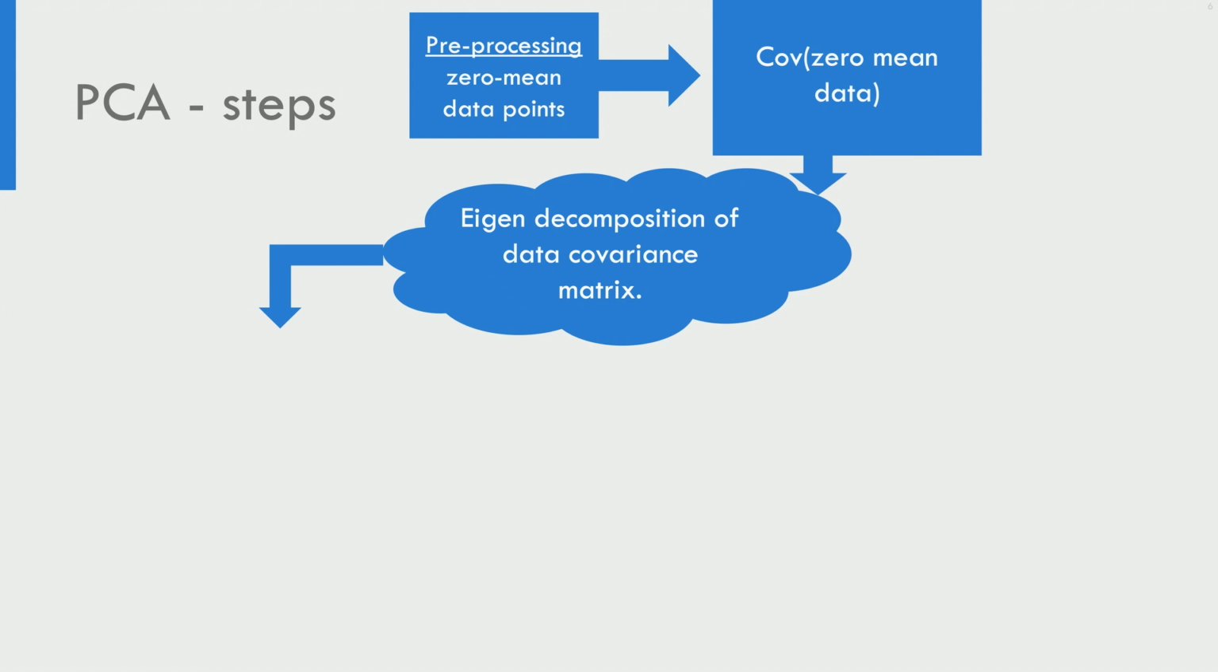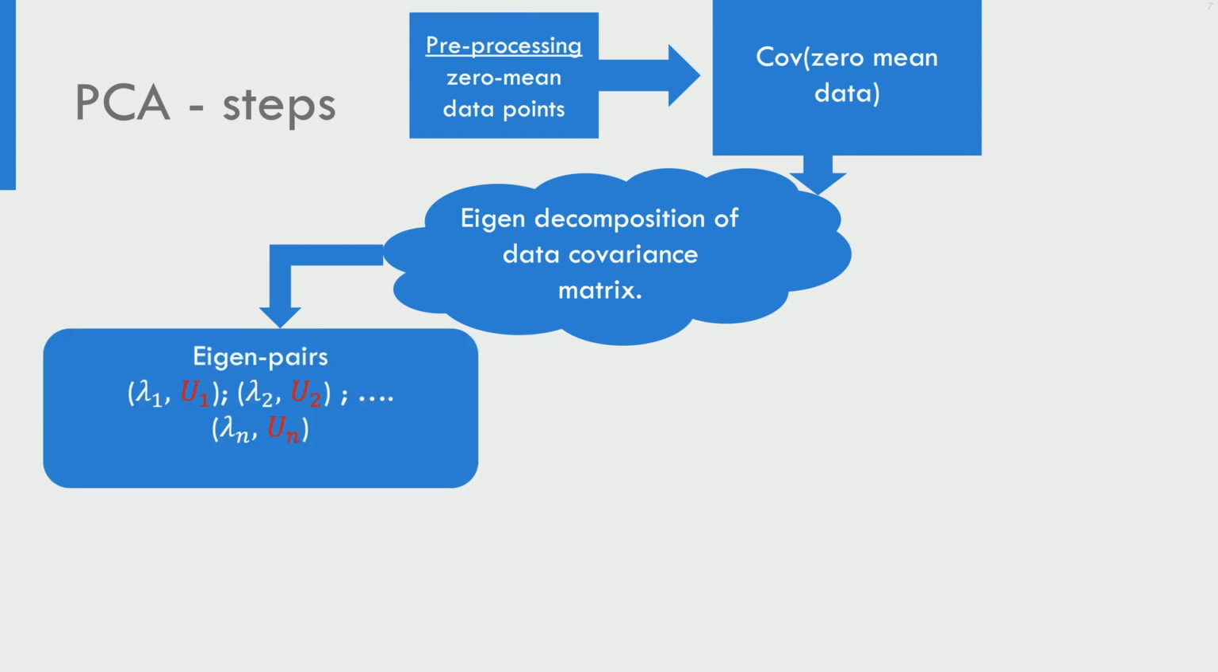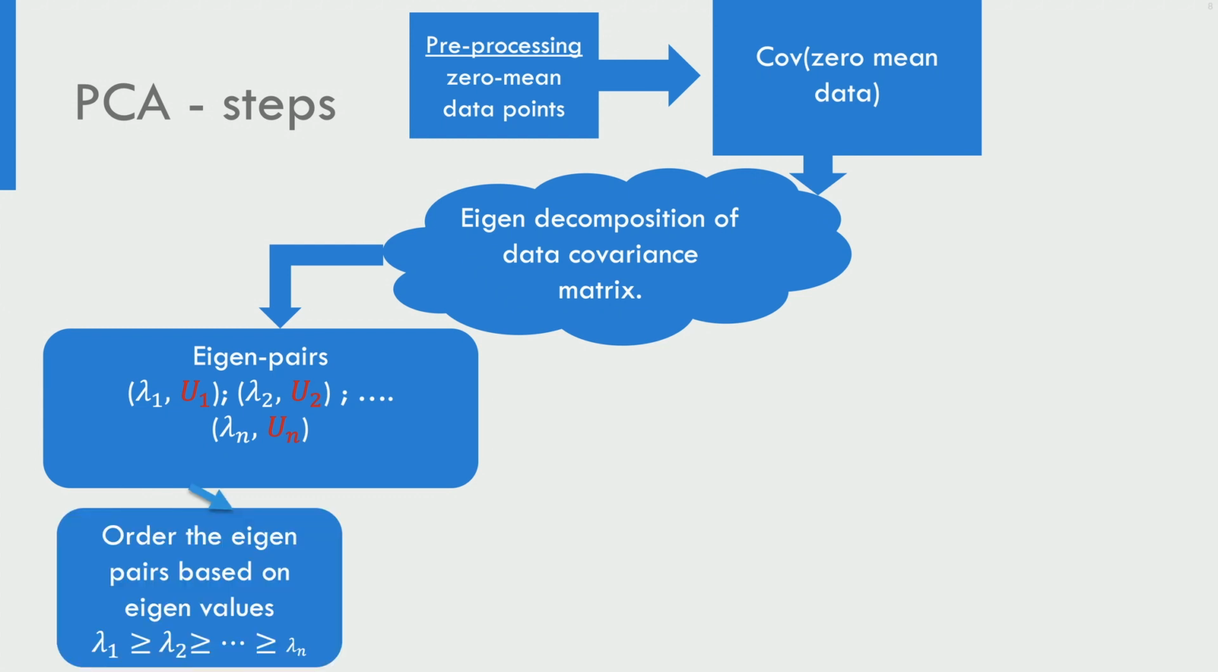The PCA applies eigenvalue decomposition on the data covariance matrix to get the eigenpairs of the covariance matrix, which are the principal components of the data. The eigenpairs are then ordered so that the eigenvalues are in descending order. Now U1 is the direction that contains the maximum variance, lambda 1, of the data. U2 will contain the second most variance, lambda 2, in the data, and so on.